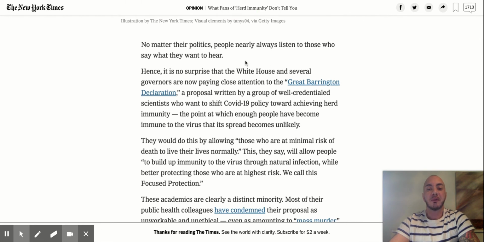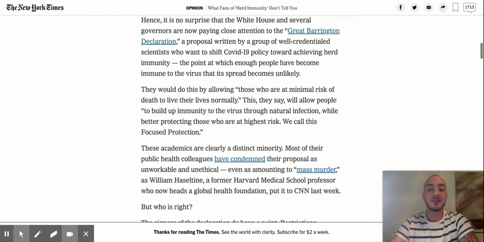No matter what their politics, people nearly always listen to those who say what they want to hear. Hence, it's no surprise that the White House and several governors are now paying close attention to the Great Barrington Declaration, a proposal written by a group of well-credentialed scientists who want to shift COVID-19 policy towards achieving herd immunity, the point at which enough people have become immune to the virus that its spread becomes unlikely.